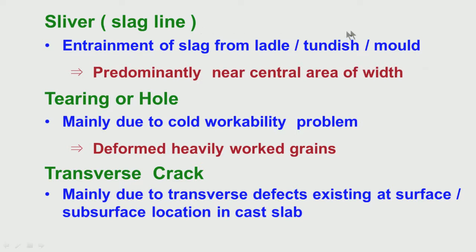Whenever this slag line is there, you cut a small sample, put it on the scanning electron microscope, focus the electrons on that defect and see what are the elements present there.